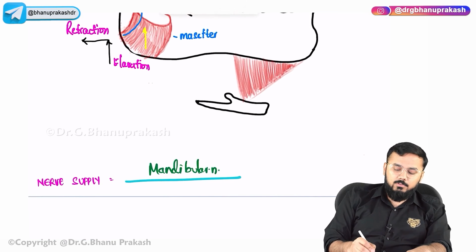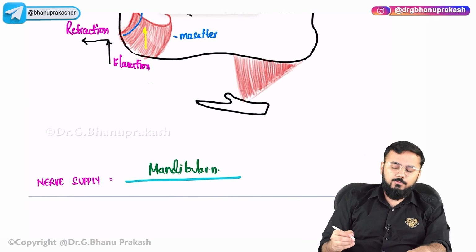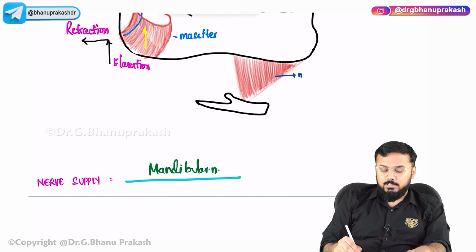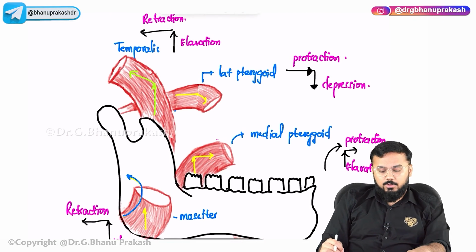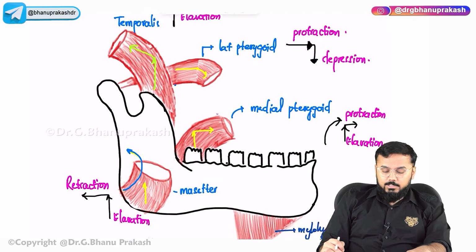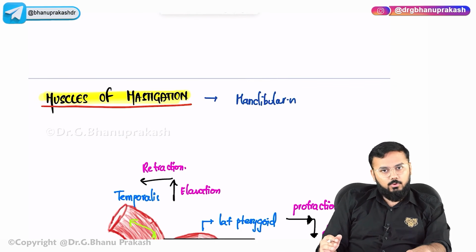And this particular muscle, which is not a part of your masticatory muscles, is called the mylohyoid muscle. So just remember it. What are the muscles of mastication? You have the lateral pterygoid, medial pterygoid, masseter, and temporalis. What the actions of each muscle are, you understood. What the nerve supply is, you also understood.